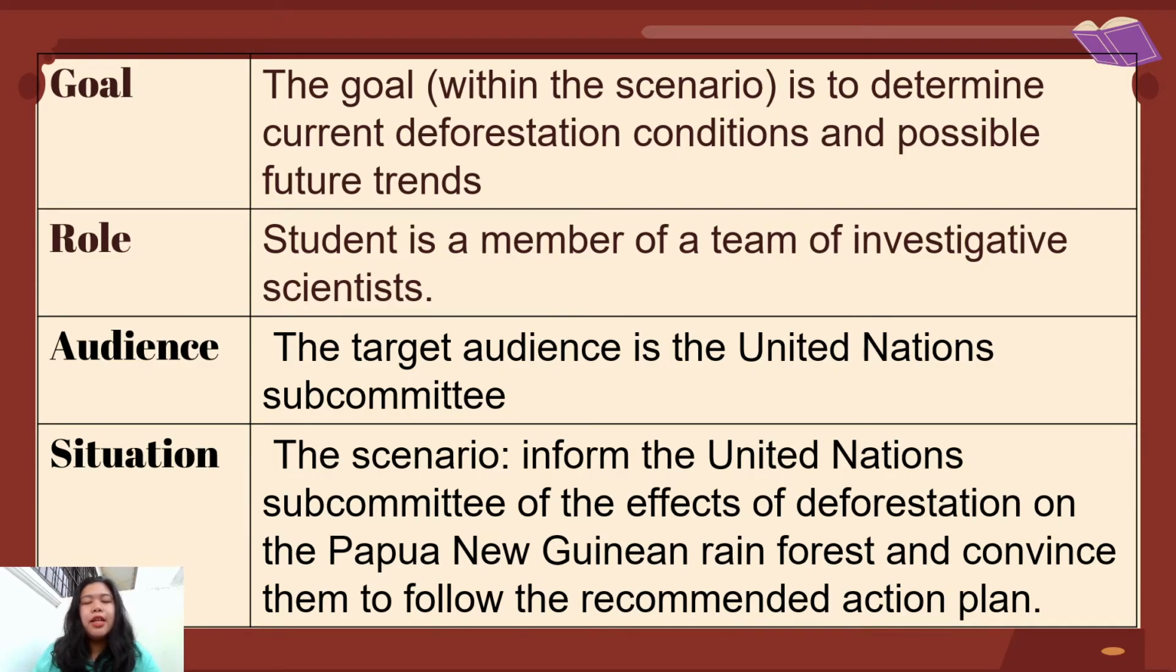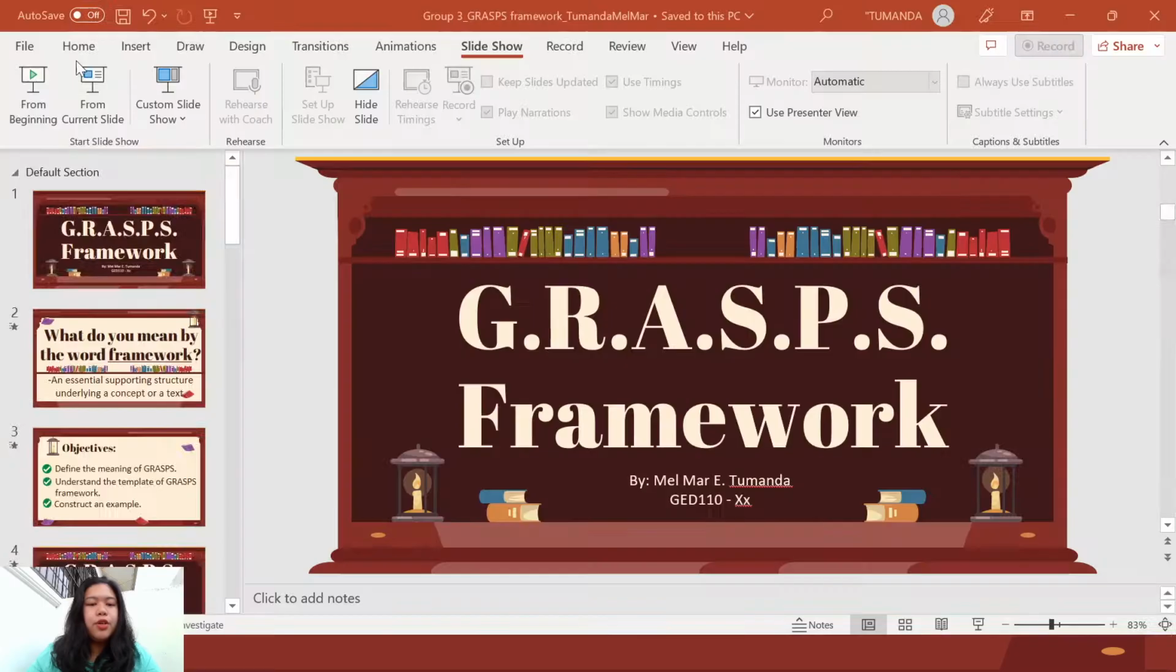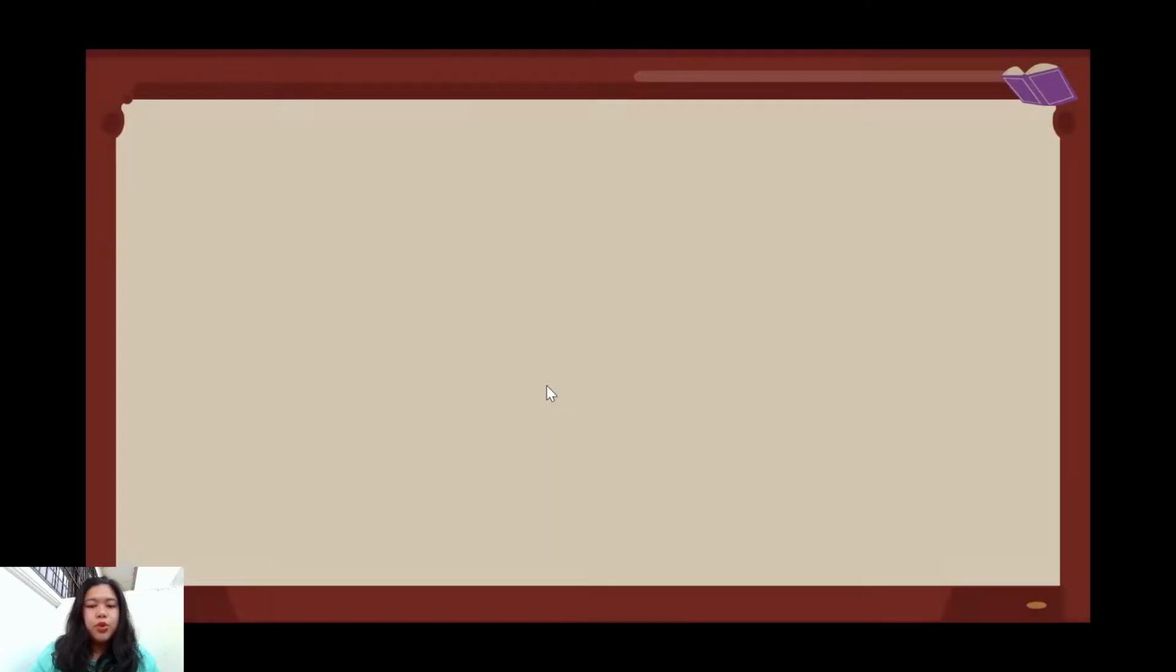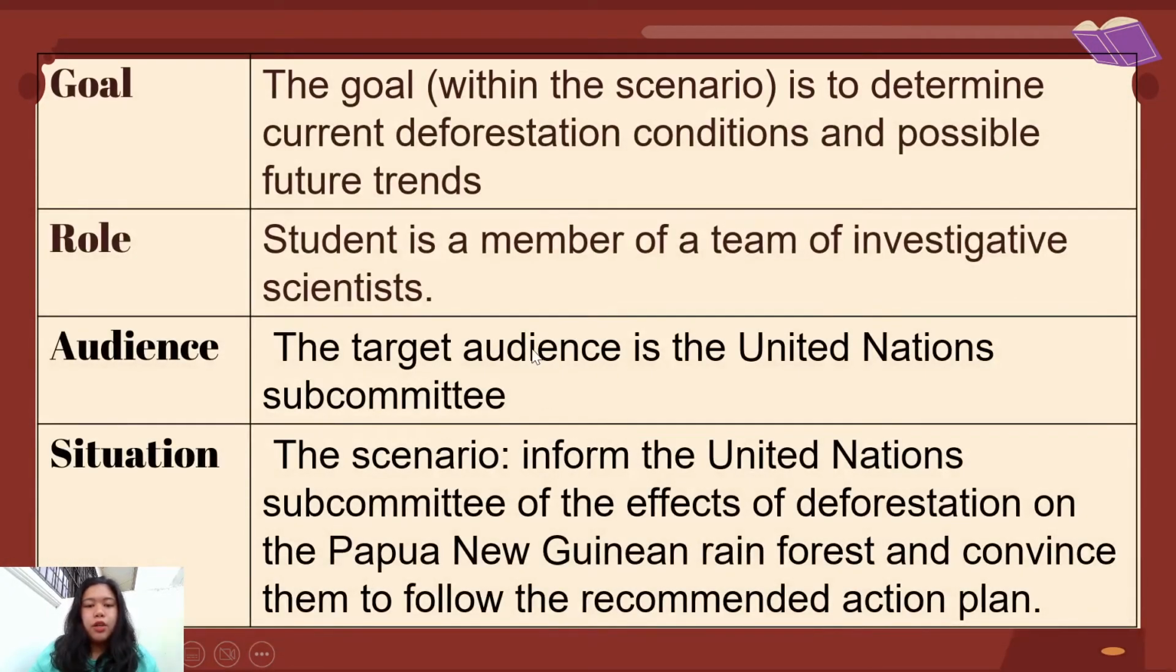Next, audience. Saan natin i-present? Nandun, no? You will present to a United Nations subcommittee. So, that is why nakalagay dito, the targeted audience is the United Nations subcommittee. Next, situation. Ano bang mangyayari sa activity na ito? Well, in the scenario, you have to inform.